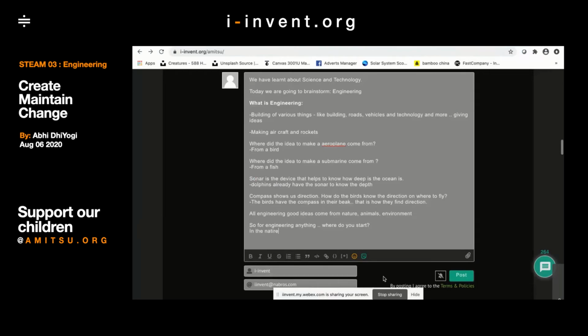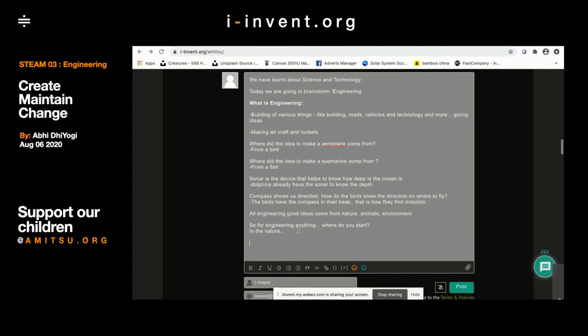Do you understand? Yes, sir. So before you start anything, you think, I want to build this. Where can I find it in nature? And once you find something similar, then it becomes very easy for you to get ideas to build it. Please tell that to the kids.